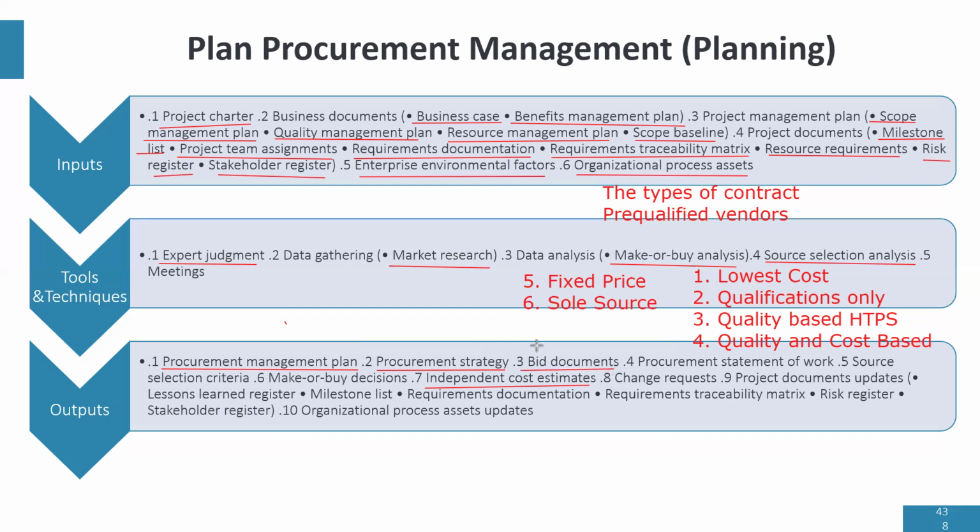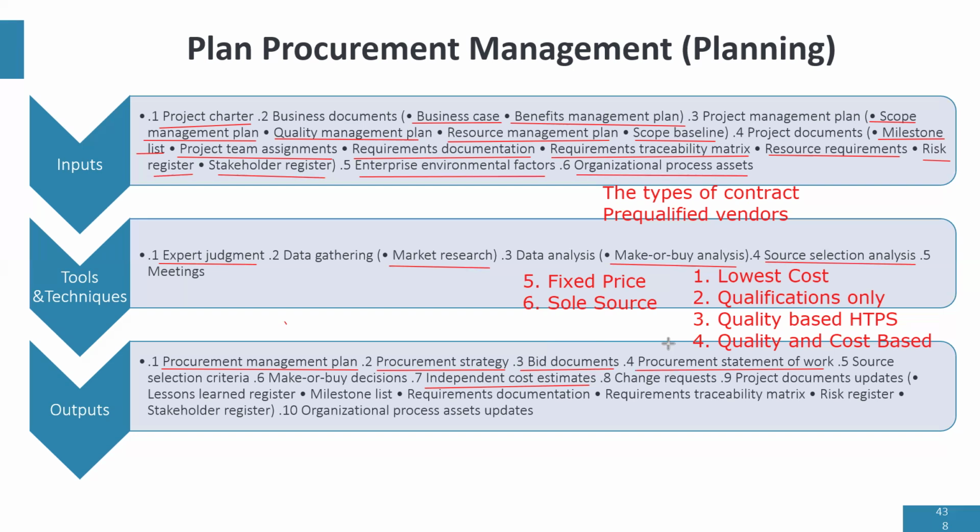What are bid documents? Request for proposal, request. These are documents you send to potential vendors, asking them to submit a bid. Request for proposal, request for information, request for quotation, and invitation for bid. Now, procurement statement of work is the description of the work that the vendor is going to do.